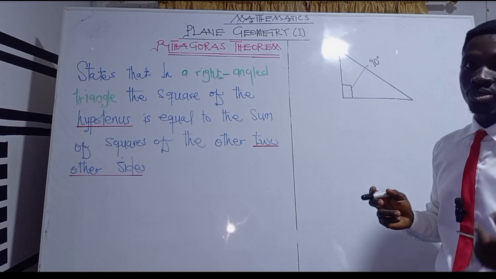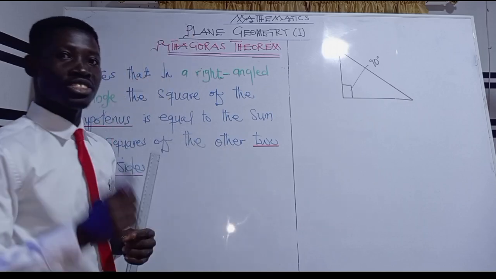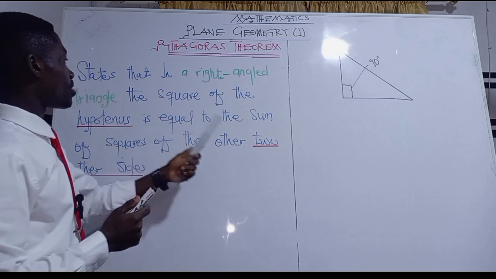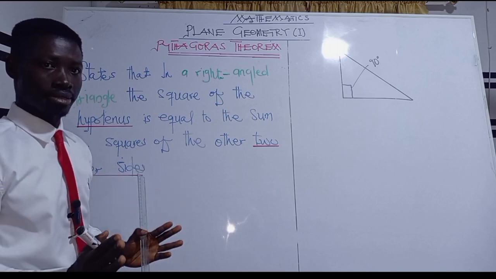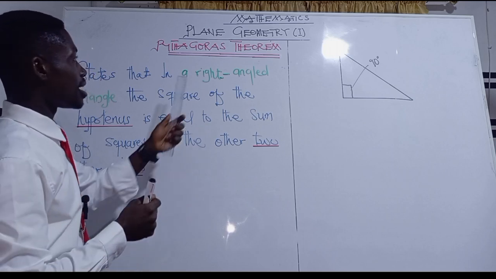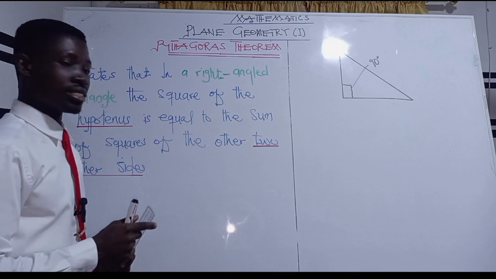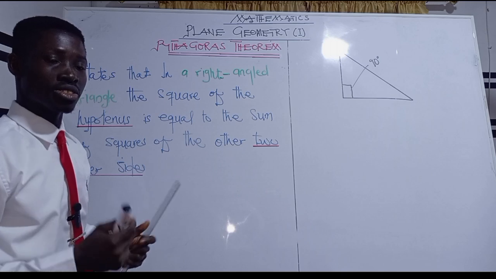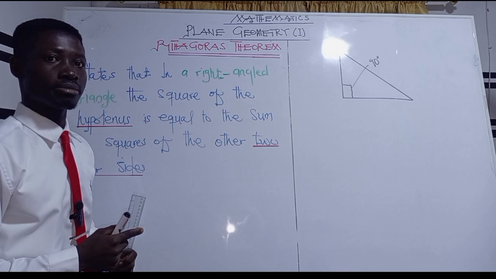Now let's look at the theorem. What does the theorem say? Now the theorem says that in every right angle triangle, the square of the hypotenuse is equal to the sum of squares of the other two sides. That is what the theorem is saying. The key word here is a right-angled triangle. Now let's look at the right-angled triangle and then let's see if we can identify the hypotenuse and the other side of the triangle it is talking about in the theorem.